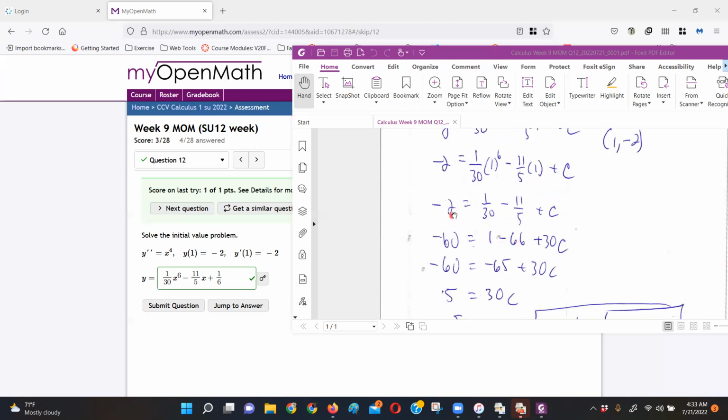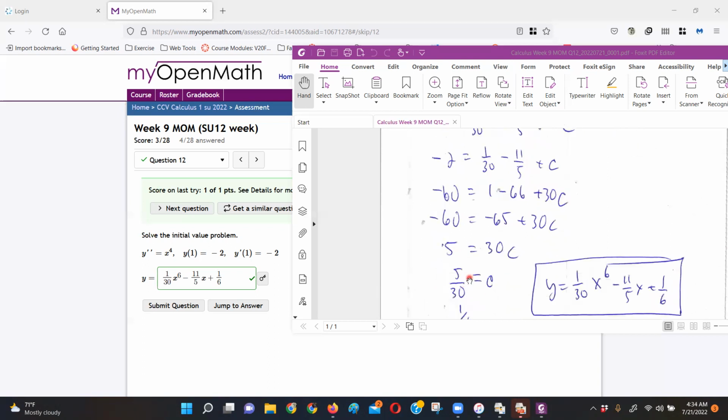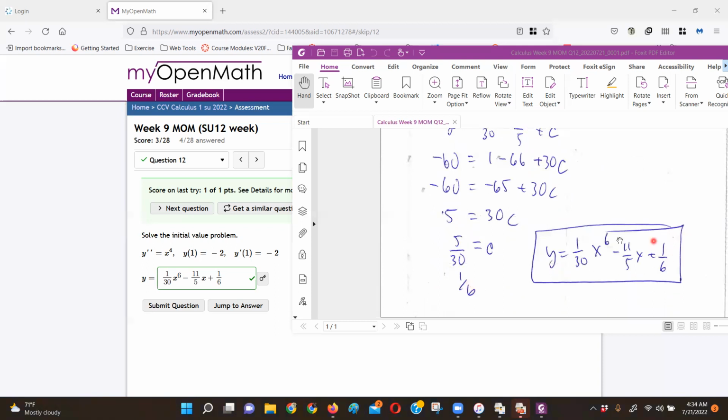So 30 times -2 is -60. 30 times 1 over 30 is 1. 30 times 11 over 5: 30 divided by 5 is 6, and 6 times 11 is 66. Combined terms, added 65, divided by 30, made it 1/6. And there's my original function. And that's what my Open Math liked.